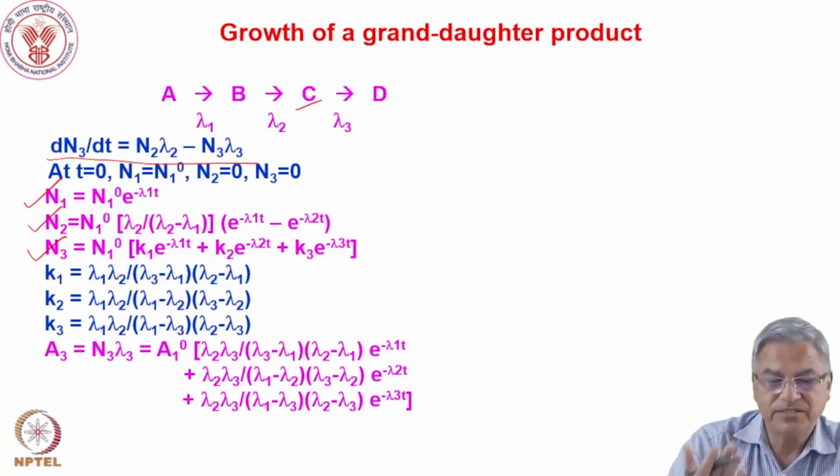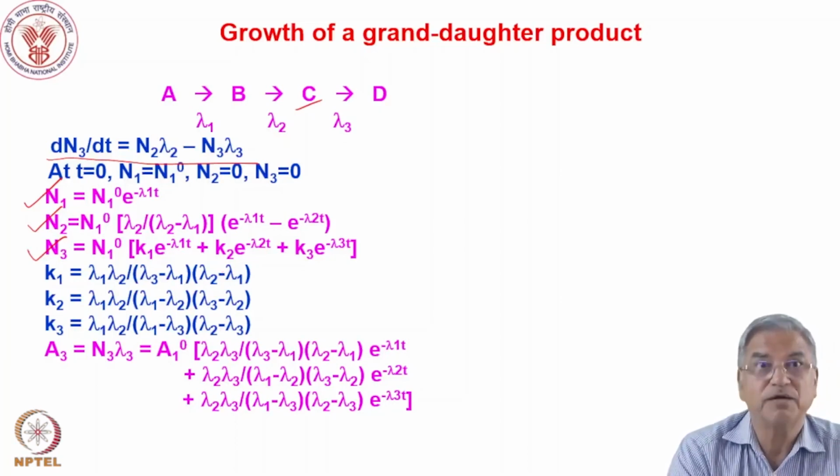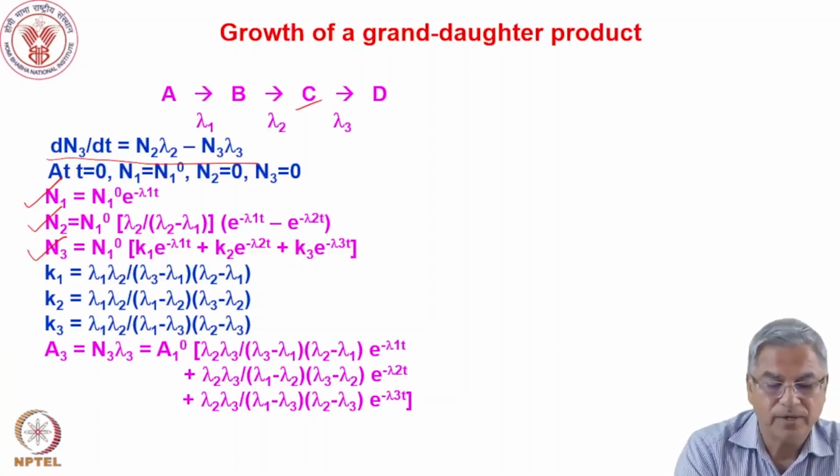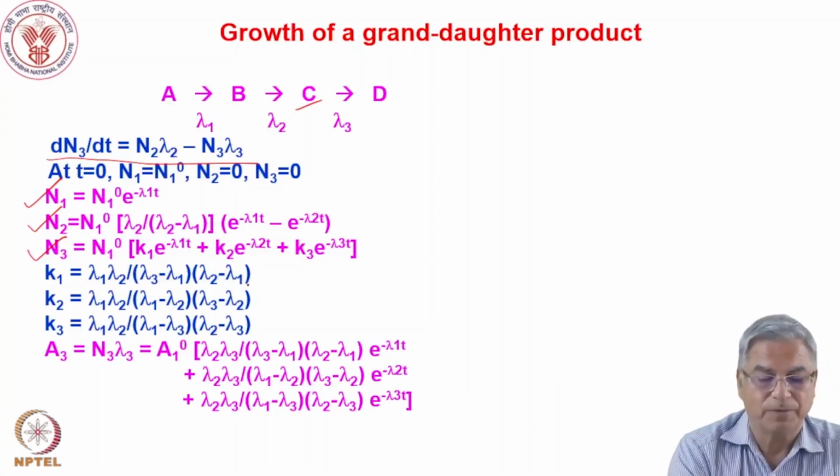Now you can generalize the lambda factors in terms of K1, K2, K3. So K1 e raised to minus lambda 1 T plus K2 e raised to minus lambda 2 T plus K3 e raised to minus lambda 3 T. So K1, you can see here, is related to lambda 1 lambda 2 upon lambda 3 minus lambda 1 into lambda 2 minus lambda 1.